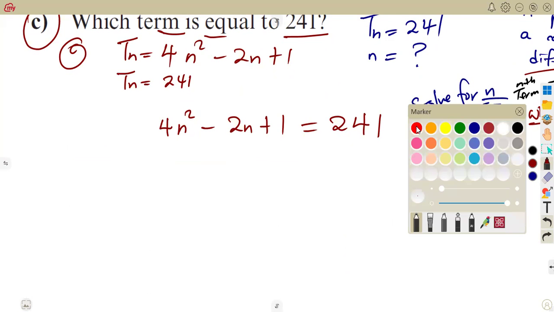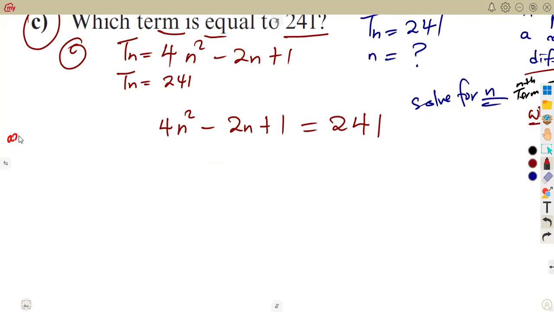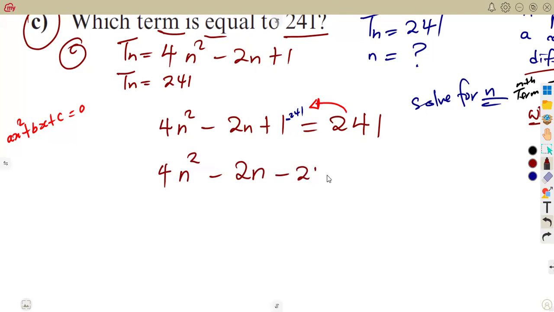As you are solving your quadratic equation, I said ax squared plus bx plus c must be equal to 0. One side must be equal to 0. So we are forced to take the 241 to the left-hand side, which is going to be 4n squared minus 2n. The 241 is going to be a negative. So that's 1 minus 241, which is minus 240. All right, so it's going to give us a negative that's equal to 0.